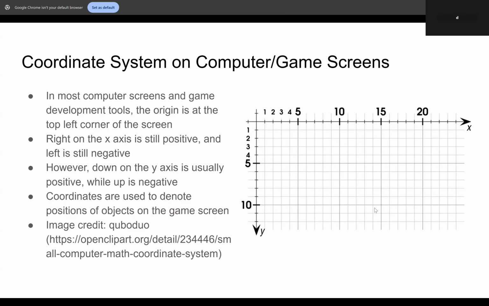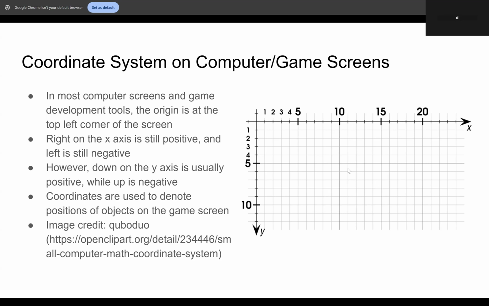Okay. So you can think of your game screen or TV screen or whatever screen you're looking at as this modified coordinate system. So when we have objects, they're going to have points or locations, but they're going to be on an axis that looks more like this.